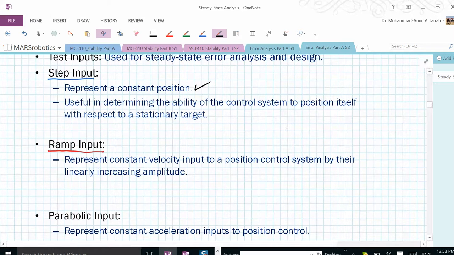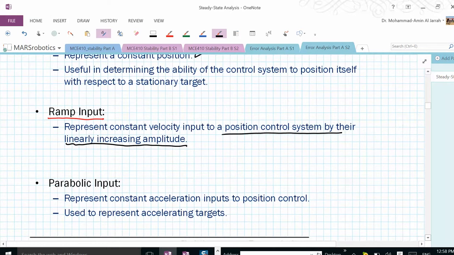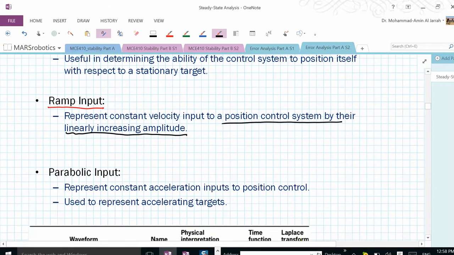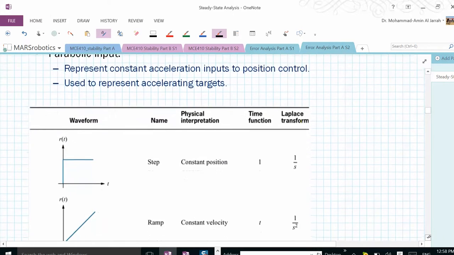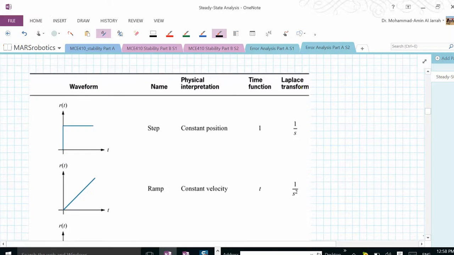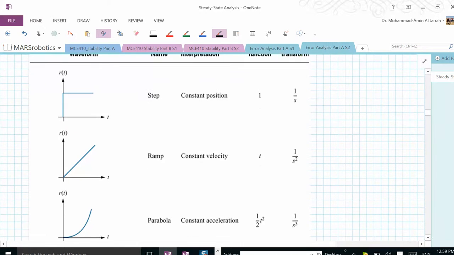So the ramp represents a constant velocity input to a position control system by its linearly increasing amplitude. And the parabolic input is the acceleration. It represents constant acceleration inputs to a position control system, used to represent an accelerating target, or if you want to accelerate to close the gap between your system and the desired reference input. So these are the inputs.